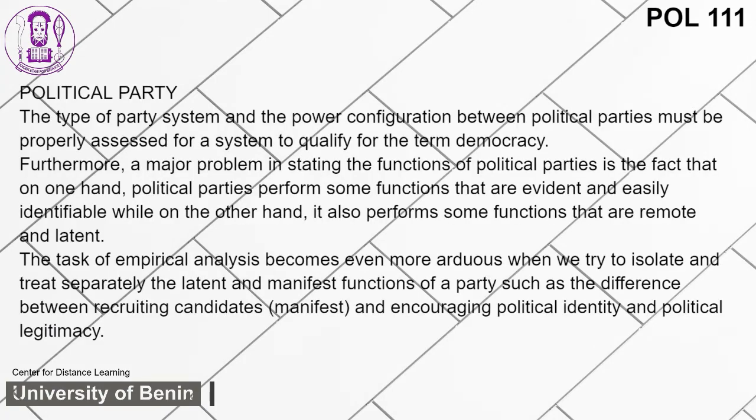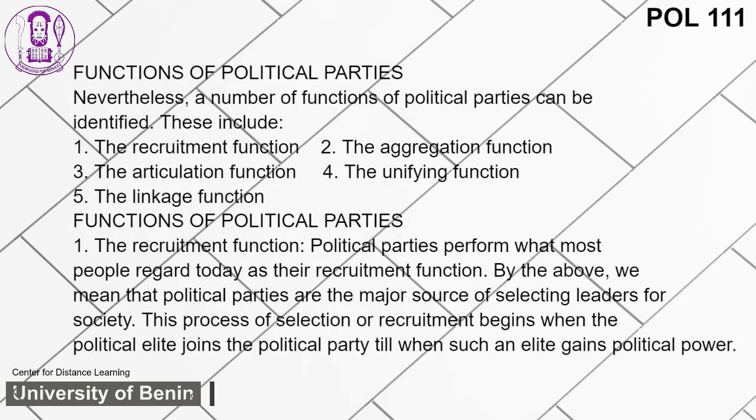The type of party system and the power configuration between political parties must be properly assessed for a system to qualify for the term democracy. Furthermore, a major problem in stating the functions of political parties is the fact that on one hand, political parties perform some functions that are evident and easily identifiable, while on the other hand, they also perform some functions that are remote and latent. The task of empirical analysis becomes even more arduous when we try to isolate and treat separately the latent and manifest functions of a party, such as the difference between recruiting candidates, manifest, and encouraging political identity and political legitimacy.